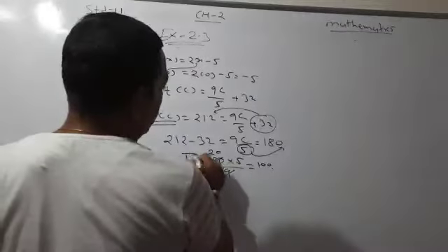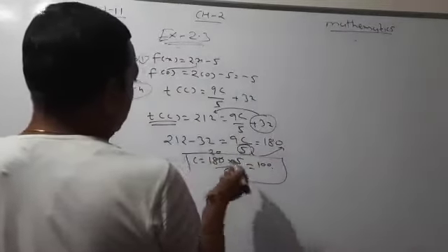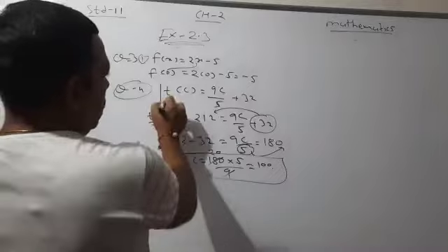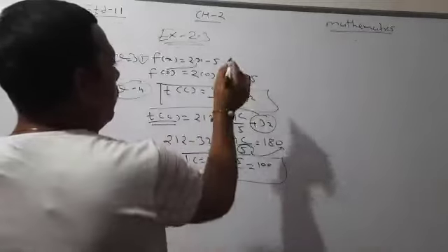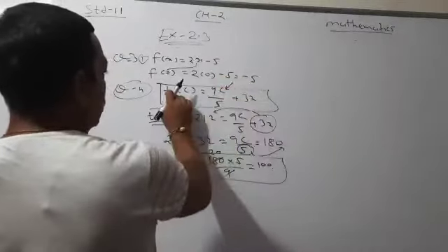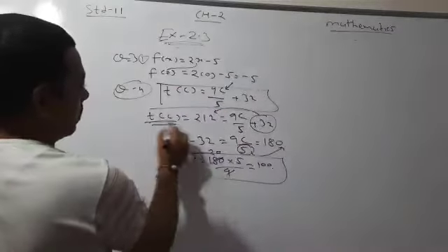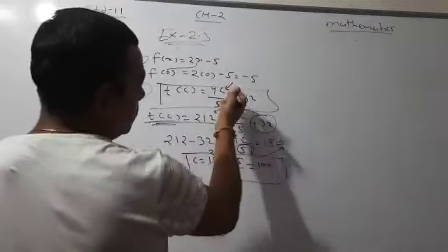So what exactly do we have to do in this? The usual question is that a function is given. When we put the value of C, we will get the answer. But sometimes the answer is given like this, and you have to find the value of C.